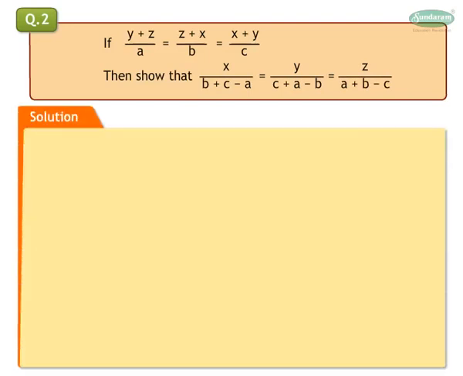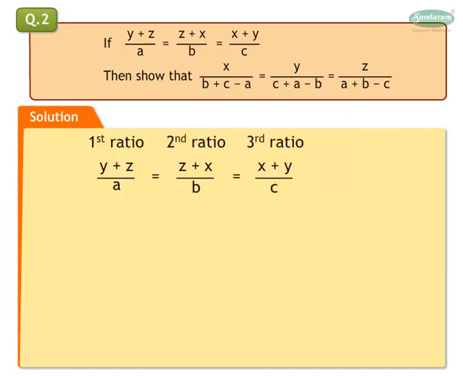Solution. Let us call (y + z)/a the first ratio, (z + x)/b the second ratio, and (x + y)/c the third ratio. Let all these ratios be equal to k. Students, if we see the denominator of x/(b + c − a), we notice b and c are in the second and third ratios and a is in the first ratio.